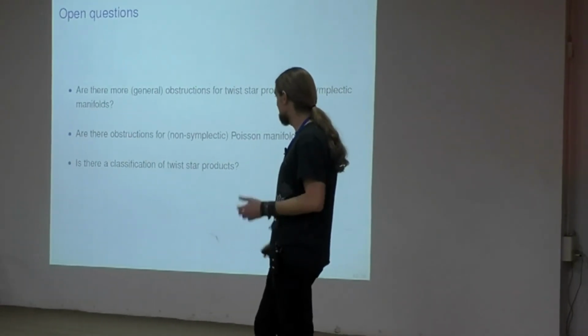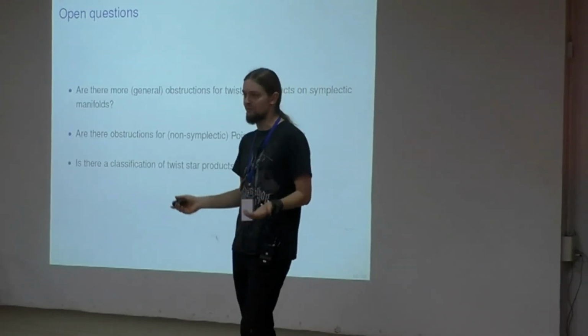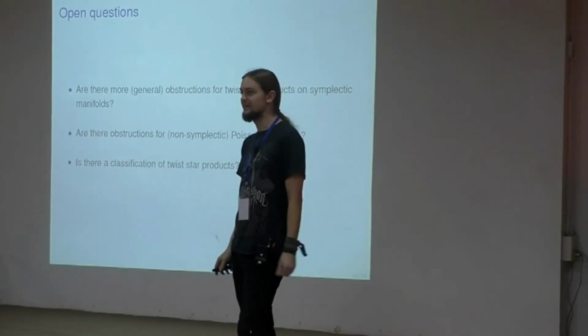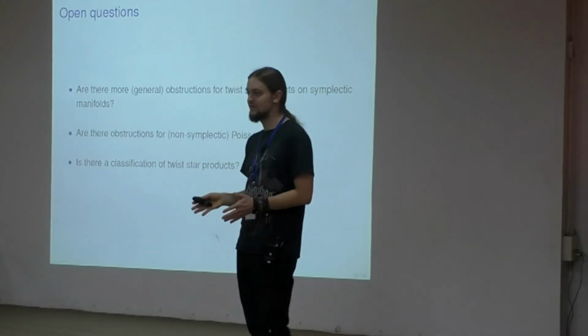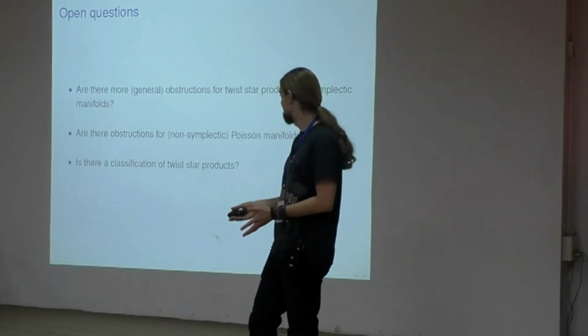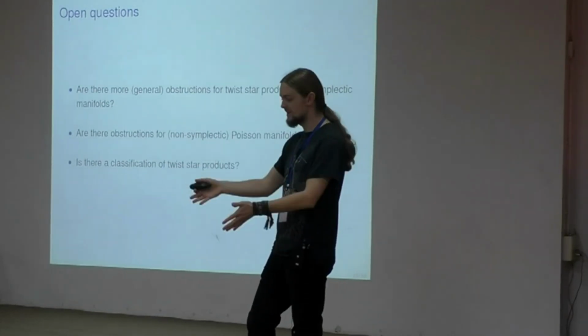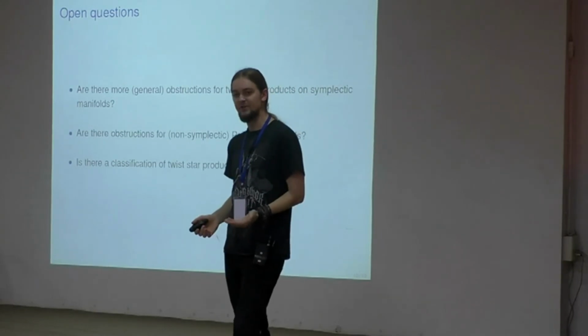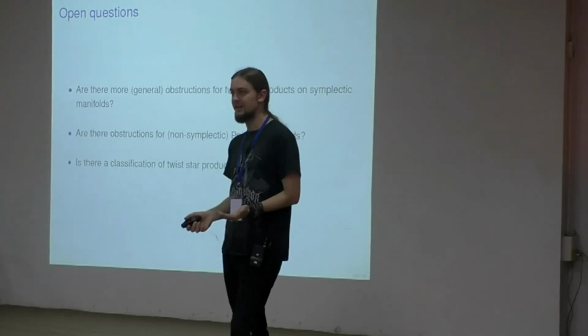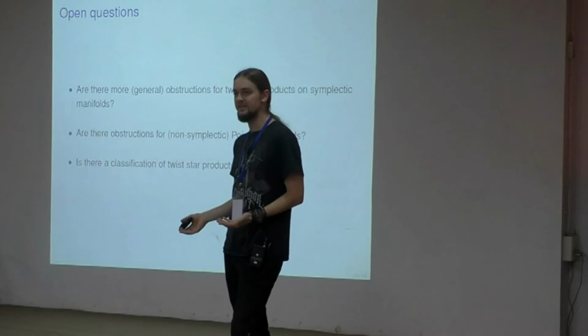So it would be nice to maybe have a list of, I can say, these are all the twist star products, and that people can see, okay, in this case, I can use it. I have all the nice properties of twist star products, and if I want to work in a different setting, I cannot use it.